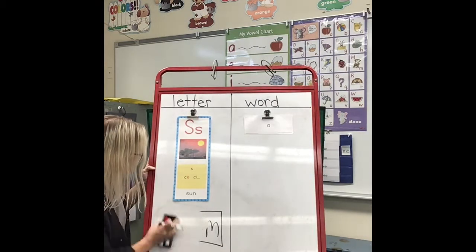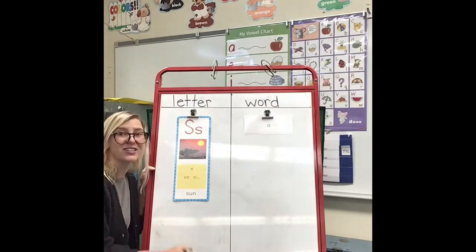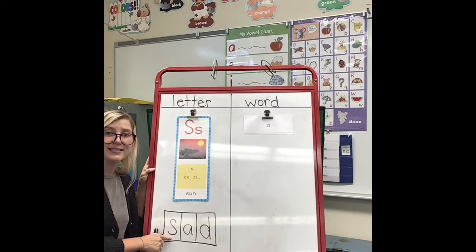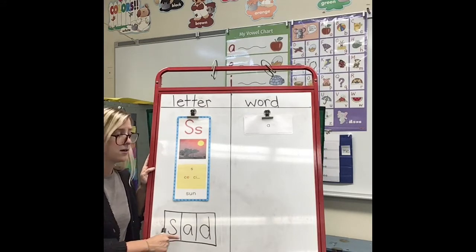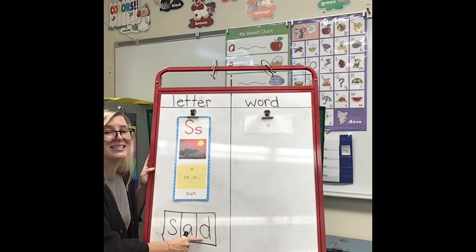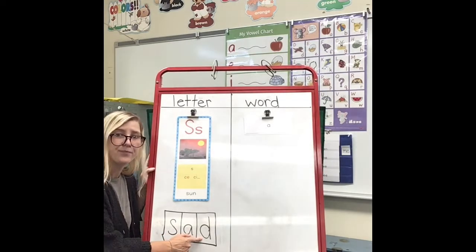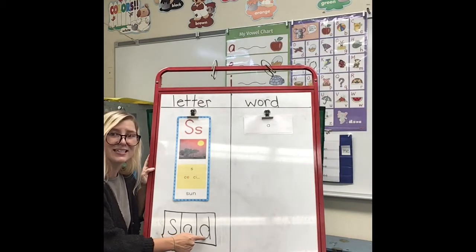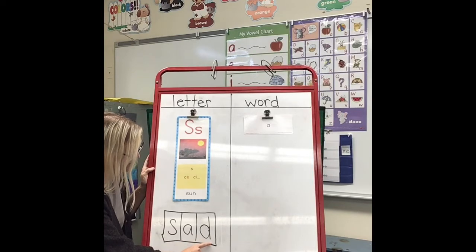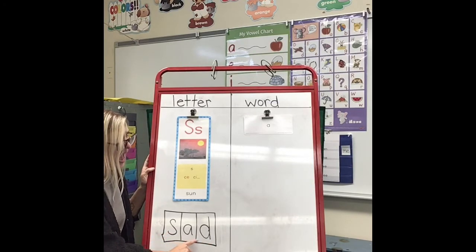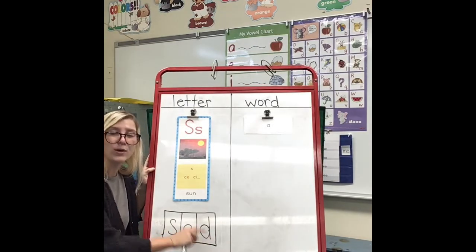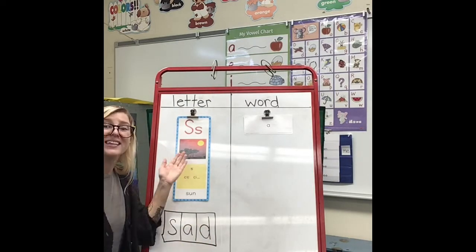Let's try it with one more word. We're going to stretch out the letters and the sounds that we hear slowly. This is the letter S. The letter S says S. This is the letter A. The letter A says A. This is the letter D. The letter D says D. S, A, D. Let's say it slowly together. Sad. One more time. Sad. What's the word? Sad. This word is sad. We stretched out the sounds that we heard and then put them together to make a word.